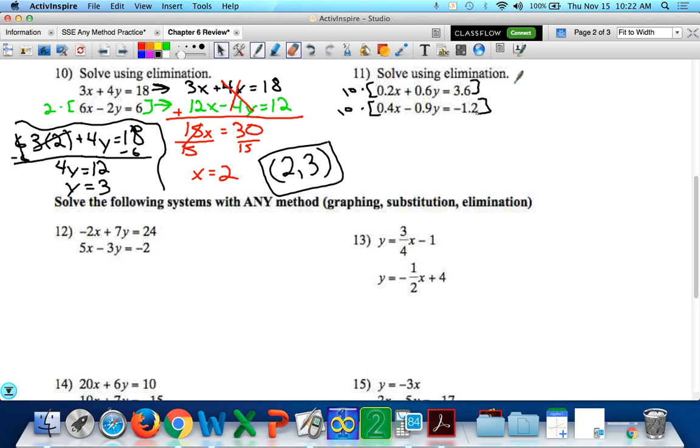Okay, when I multiply by 10, I get 2x plus 6y equals 36. I get 4x minus 9y equals negative 12. Now these are a little bit cleaner. I can now see that my top equation, I can turn this 2x into a 4x. And in fact, I'll make it a negative 4x. I don't want to mess with the y values. I don't want to try to turn a 6 into a 9. I would have to turn these both into a larger number. The only one that I can think of off the top of my head is 54. And I don't want to do that.